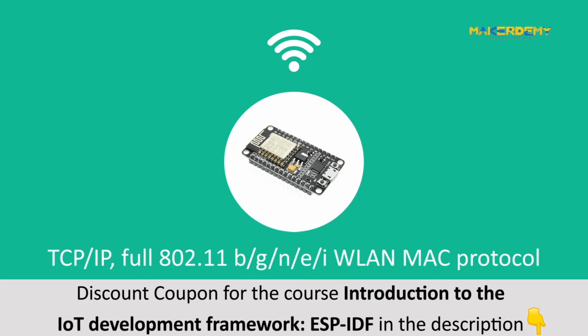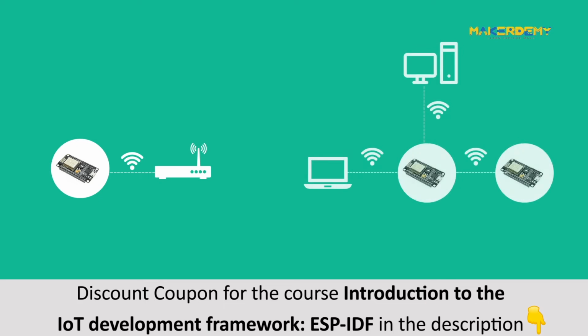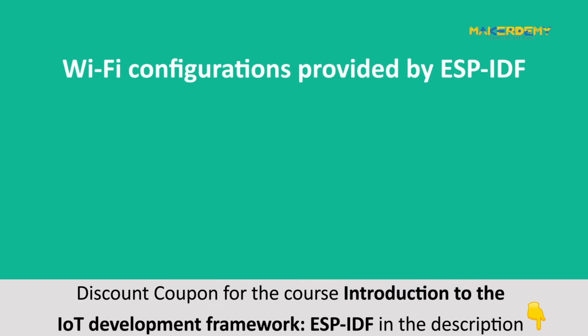802.11b/g/n/e/i WLAN MAC protocol. This means that ESP32 can either get connected to a Wi-Fi router or act as an access point to which other devices can get connected. ESP32 also supports Wi-Fi Direct, which means ESP32 can also get connected to the Wi-Fi without any access point, in a peer-to-peer connection. ESP-IDF libraries provide support for various Wi-Fi configurations.